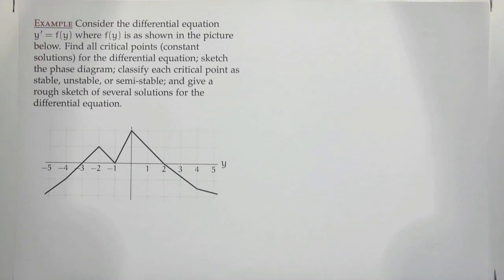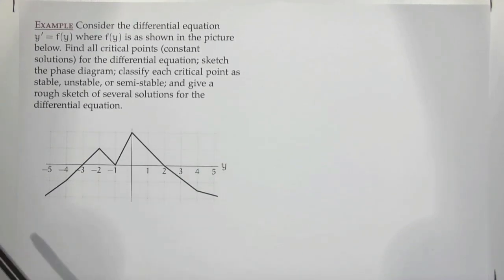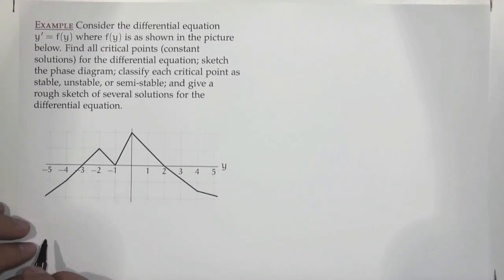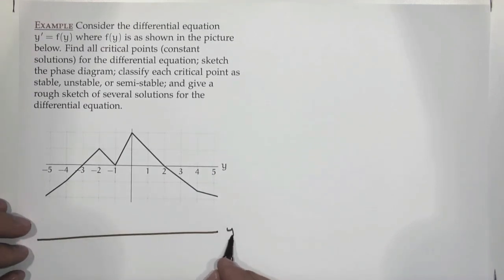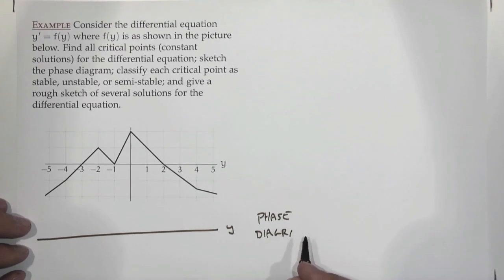Okay. So one might say, do we just figure out what this function is? No, too much work. We have the picture. We'll use the picture. So here's how I would approach the problem. I'm going to draw the phase diagram just right underneath. Where do you find critical points?